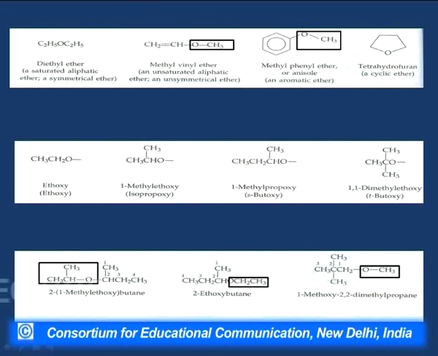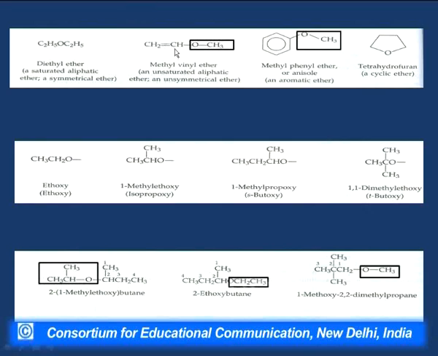But in case the two alkyl groups on either side of oxygen are different, then that is a case of an unsymmetrical ether. For example, in the second case, on one side we have a methyl group and on the other side we have an ethenyl or a vinyl group. So this is an example of an unsymmetrical ether.